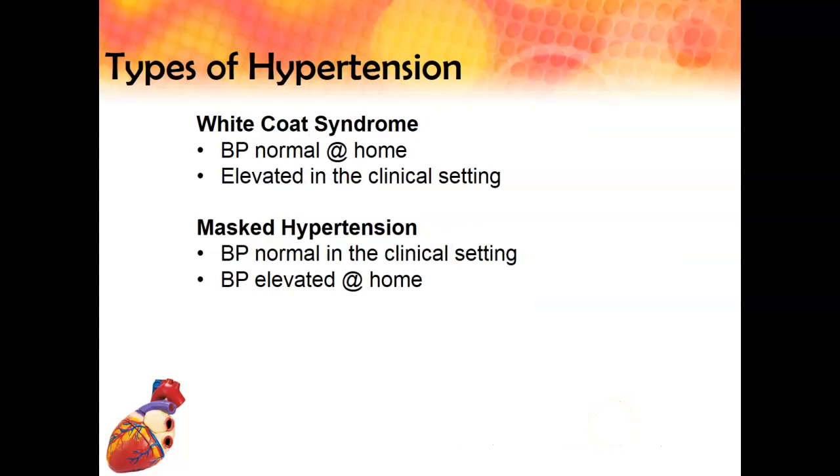Some other types of hypertension: you may hear white coat syndrome. This is when patients claim that their blood pressure is normal at home and it becomes elevated in the clinical setting. The reverse of that is called masked hypertension. This is when the blood pressure appears normal in the clinical setting, but patients complain that it is elevated at home.